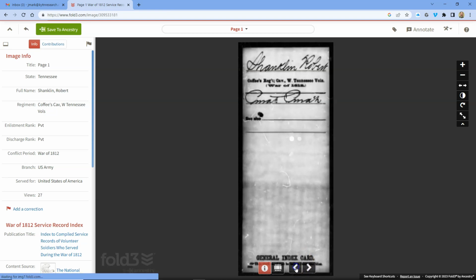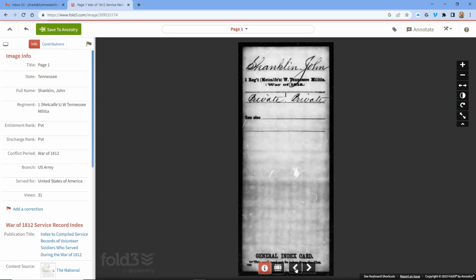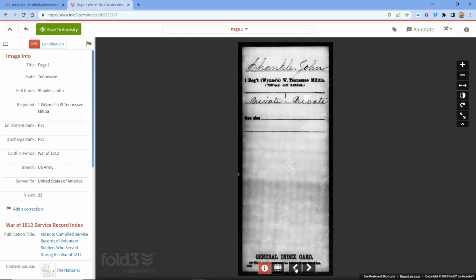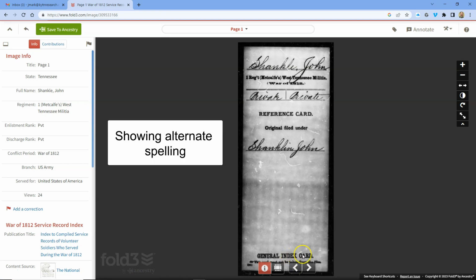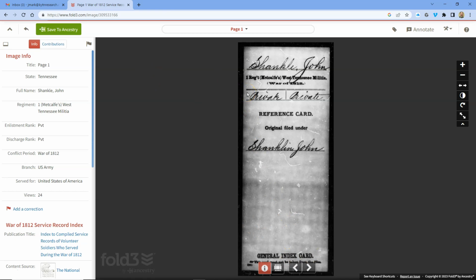And notice there's two cards in there for the Metcalf. One for Wynn, and then there's the reference card. So they're showing a cross-reference back to that individual. Okay? Now, that's what I was looking for. And I would make the notation and follow through on that.